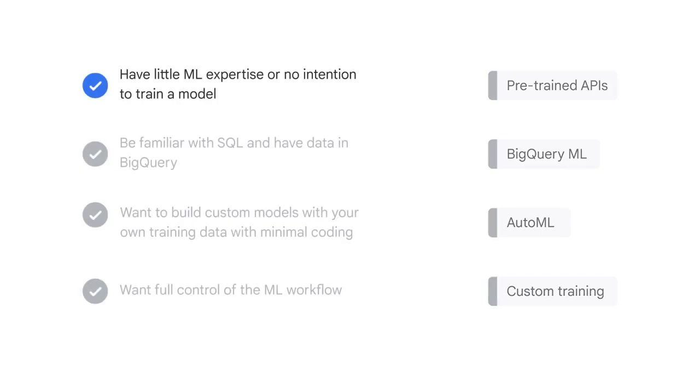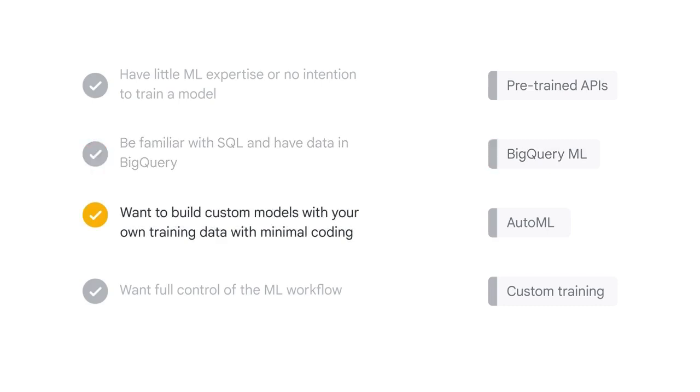If you have little ML experience and no intention to train your own ML models, using pre-trained APIs might be the best choice. Pre-trained APIs address common perceptual tasks such as vision, video, and natural language. They are ready to use without any model development effort. If your data engineers, scientists, or analysts are familiar with SQL and already have data in BigQuery, BigQuery ML lets you use SQL queries to build predefined ML models.